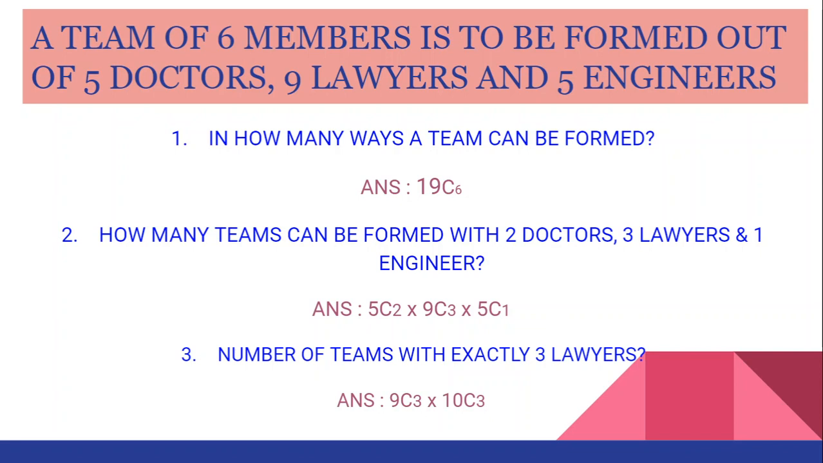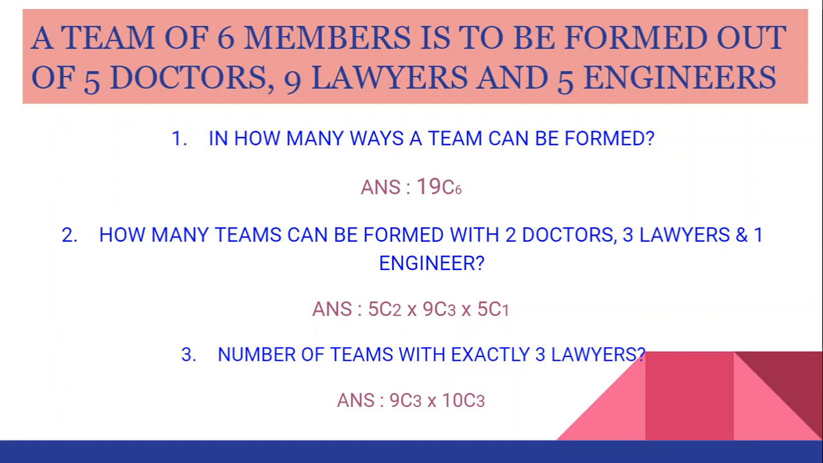So there's no restriction. So we'll see that we have a total of 19 people: 5 doctors, 5 engineers, and 9 lawyers. So out of 19 people, I have to make a team of 6 members. So it's as simple as that, 19C6, which will be 19 factorial upon 6 factorial into 19 minus 6 factorial. That is 19 factorial upon 6 factorial into 13 factorial.